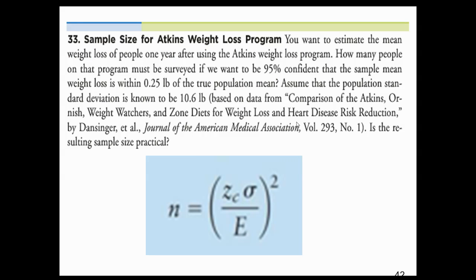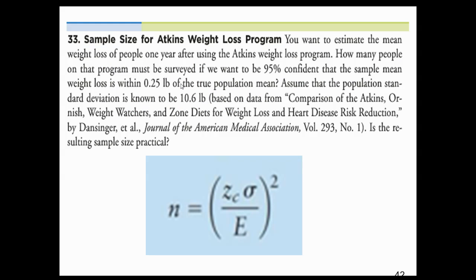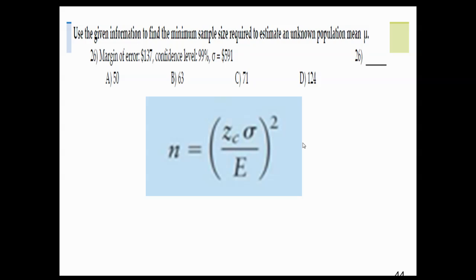Another one here, this Atkins weight program. There's the formula again. There's a z-score associated with a 95% confidence interval. There is your sigma and there is your error. Letting your calculator do all the work here, you get 6906.27. You round up to 6,907. Always kick it up.